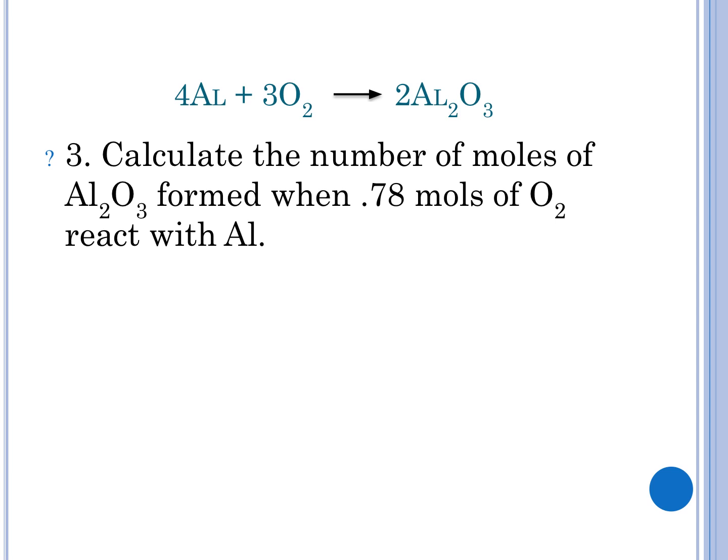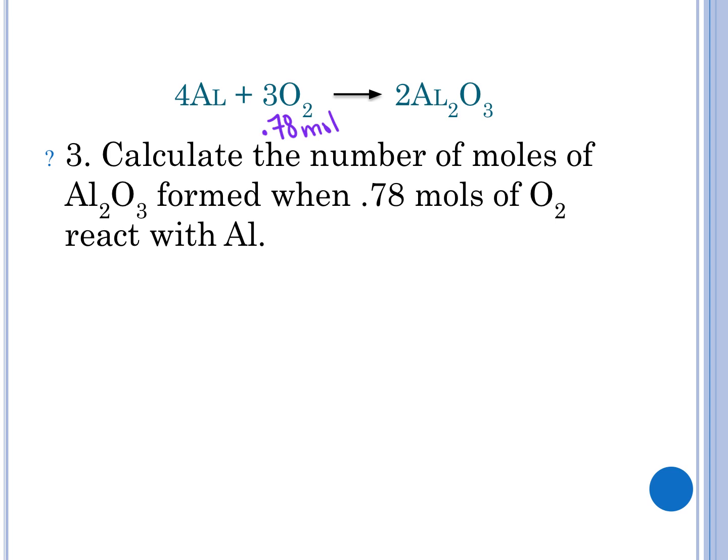Try one more on your own. So it's the same equation, same balanced equation. This time, calculate the number of moles of aluminum oxide formed when 0.78 moles of oxygen react with aluminum. So again, take your time to get it set up. So what number is given to you? 0.78 moles. Okay, so you know you have 0.78 moles of oxygen.